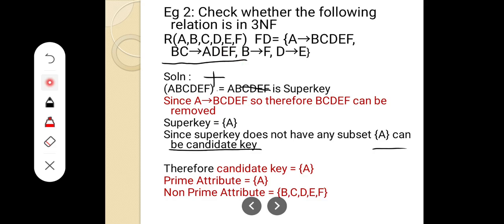So BC determines A, D, E, F. That means that BC determines A. So we can write BC determines A. Clear? So what we can do is replace this A with BC. That will be our next super key.